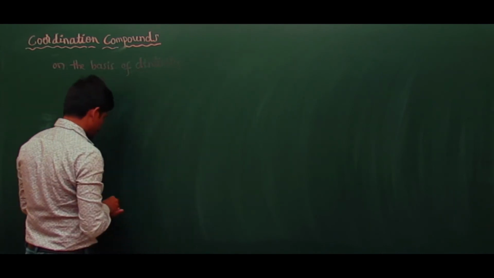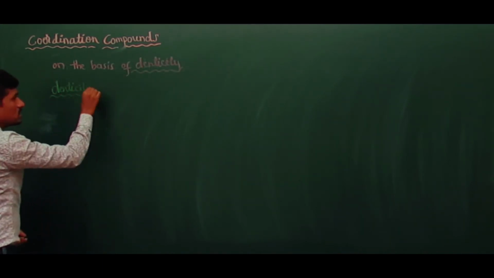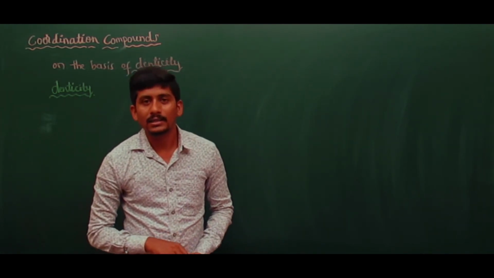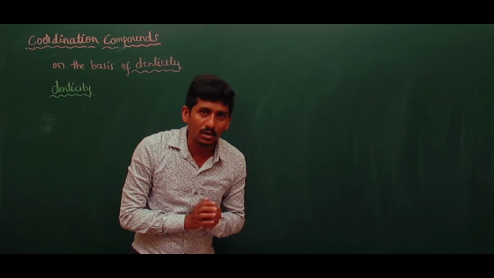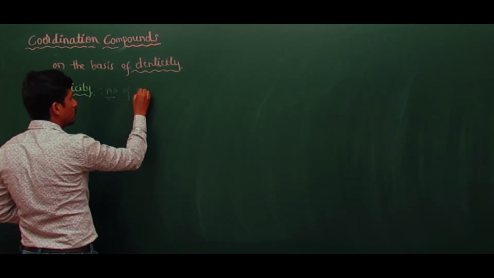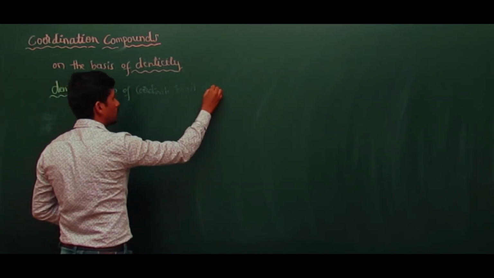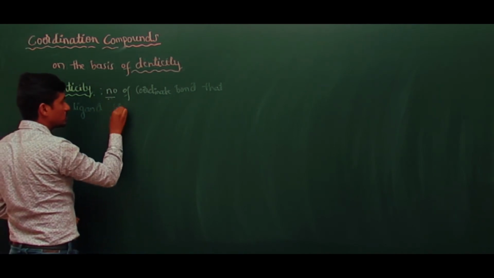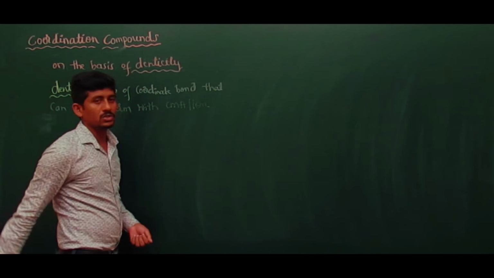Then what is meant by denticity? Denticity is nothing but the number of coordinate bonds that a ligand can form with the central metal atom or ion. How many coordinate bonds is a ligand forming with the central metal atom or ion? That number is called the denticity.